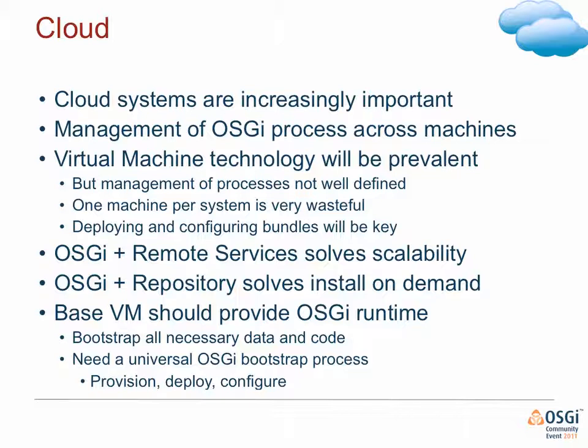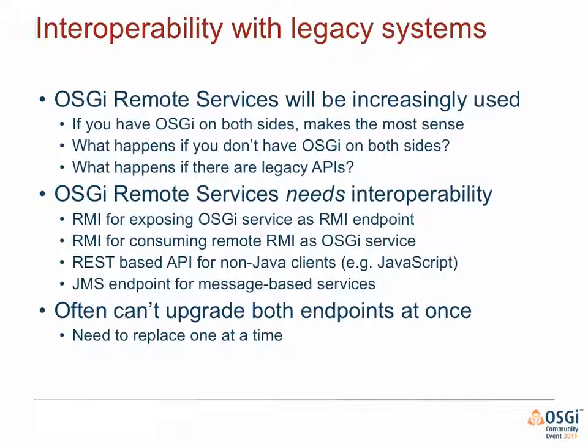And the idea is that once you've got a base virtual machine with an OSGi runtime bootstrap engine, then you can easily run up and install these things. And I think if we do have a universal bootstrap process that can provision, deploy, and configure elements, then we have a very good starting point for being able to build grid-based systems across clouds. The other thing that I think is going to be key for the future is interoperability with legacy systems. OSGi remote services are very much a way that's going to be used in the future for communication between OSGi systems.